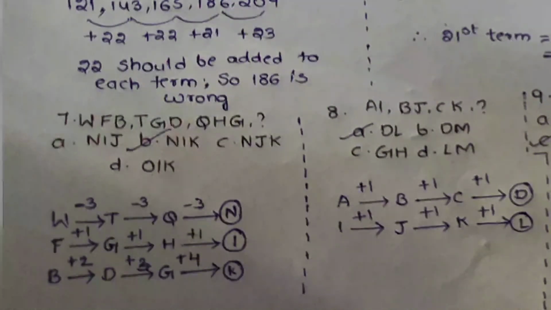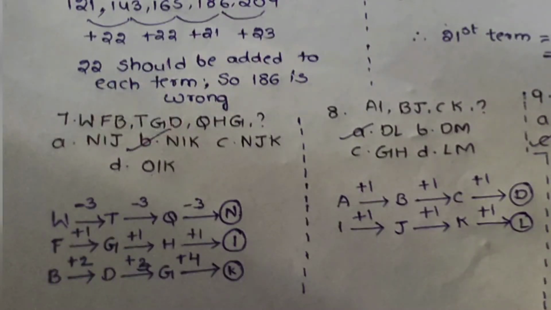To obtain T from W, they have gone 3 letters backward. And similarly from T to Q, they have moved 3 letters backwards. So similarly from Q, if you move 3 letters backwards, it is N. And the next one, if you see the second letters, that is F, G, H. After F, they have moved 1 place forward and got G. Similarly, if you move 1 place forward after G you get H. And similarly, if you move 1 place forward after H you get I.